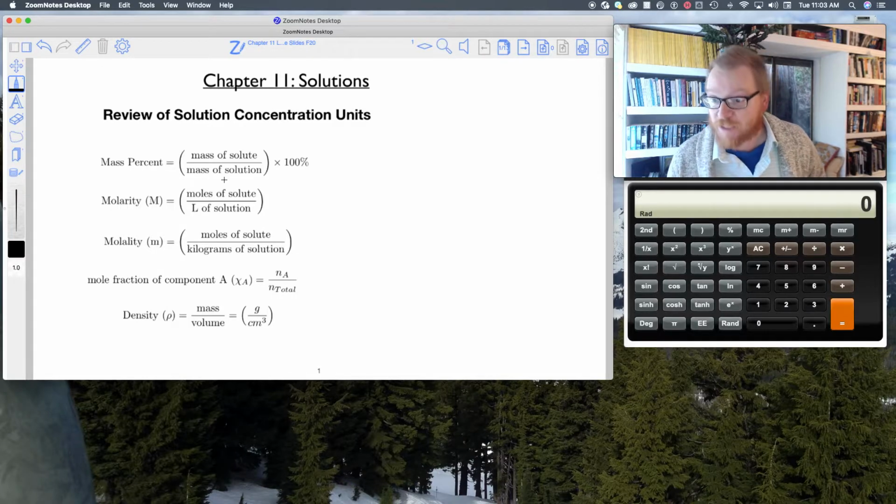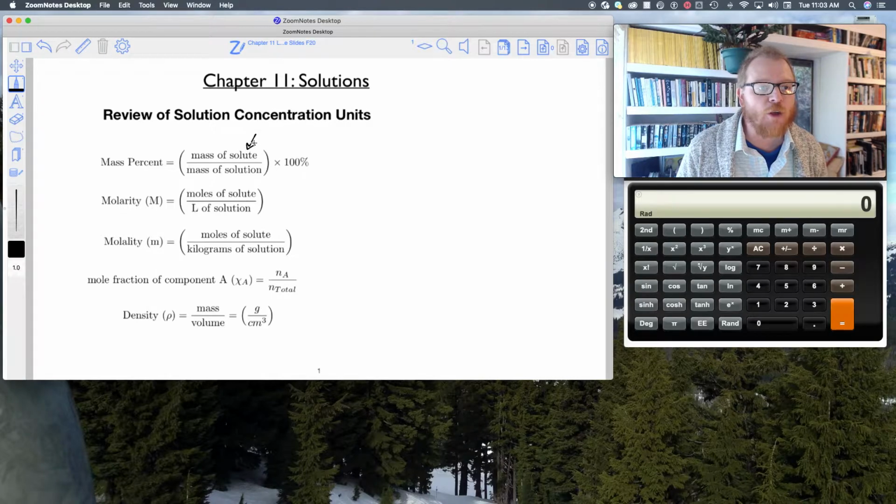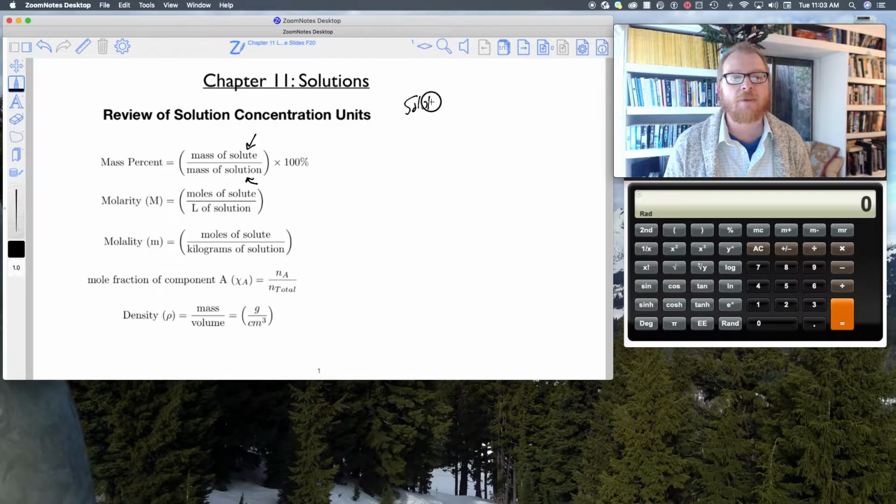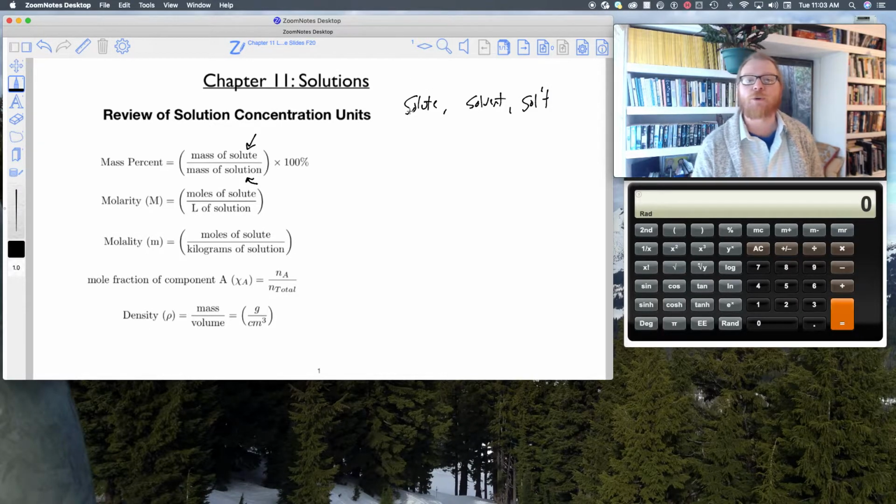So there's mass percent, which would be mass of solute over mass of solution. Don't forget those definitions of solute, solvent, and solution. Let's write that down. Solute, solvent, and then solution. Typically the solute is what we mix into a liquid to be dissolved, that we call the solvent, and combining those two things makes the solution.